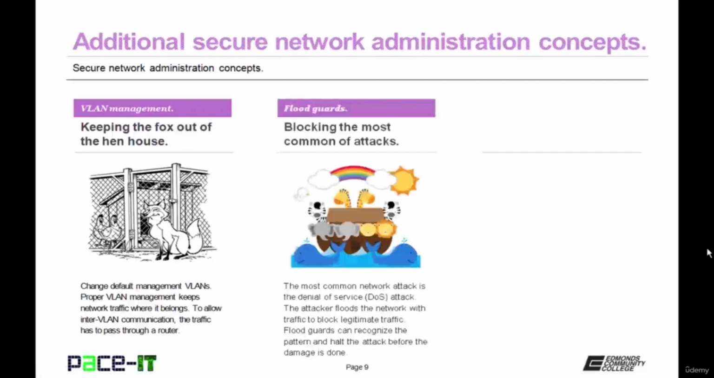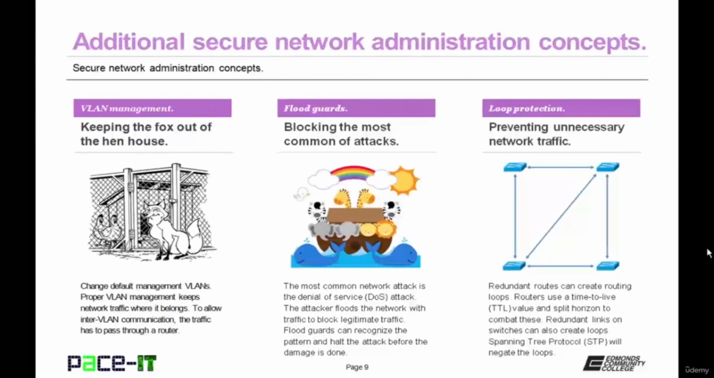Then there are flood guards. This is blocking the most common of attacks. The most common network attack is still the denial of service or DOS attack. The attacker tries to flood the network with traffic to block legitimate traffic. But flood guards can recognize the pattern and halt the attack before the damage is done.